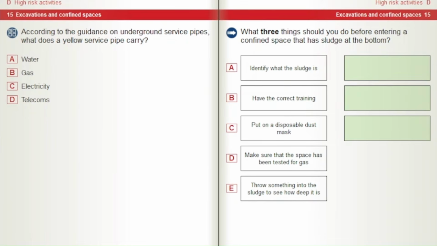What 3 things should you do before entering a confined space that has sludge at the bottom? Identify what the sludge is. Have the correct training. Put on a disposable dust mask. Make sure that the space has been tested for gas. Throw something into the sludge to see how deep it is.